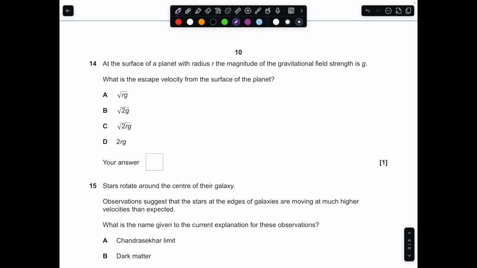Question number 14. At the surface of a planet with radius r, the magnitude of the gravitational field strength is g. What is the escape velocity from the surface of the planet? This is easy peasy.